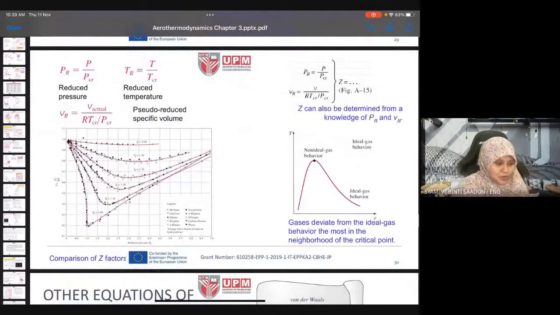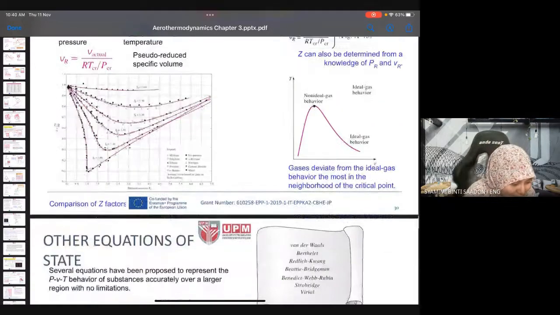For Z also, we have this diagram, Z versus reduced pressure. We can use this diagram here on the left hand side. If we have the value of Z, we can search for each of these substances, methane, ethylene, ethane, propane, butane, etc. We can use this diagram to search for its temperature and pressure. So we can apply this Z diagram, but we seldom use this, so that's why I go a bit faster.